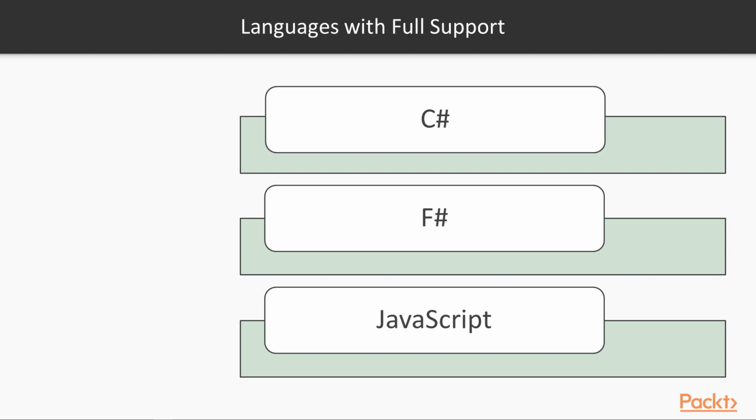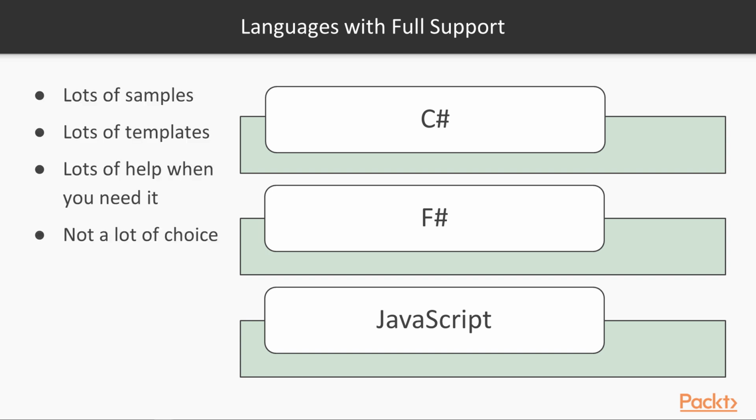Both C# and F# are built on the .NET framework, and JavaScript, of course, is a scripting language for the web and the language of the browsers. So between these three options, you really have some great choices for working with your Azure Functions. And of course, with that full support, you also have a lot of samples and templates. And just because these languages have been used with Azure Functions from the very beginning, you can find a lot of help when you need it.